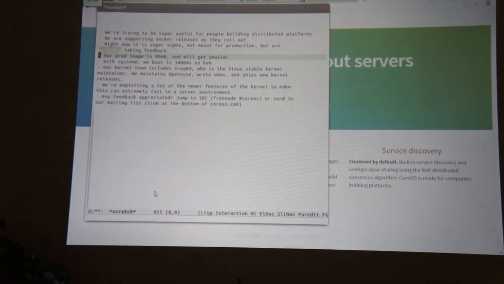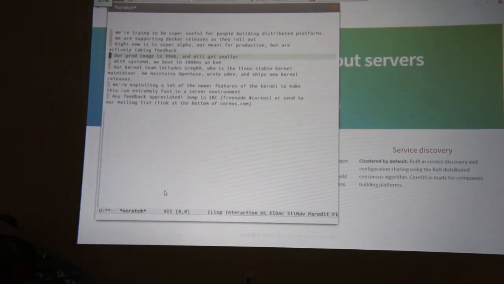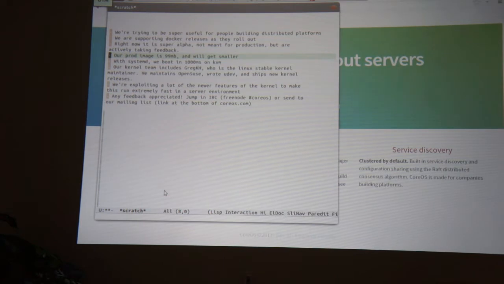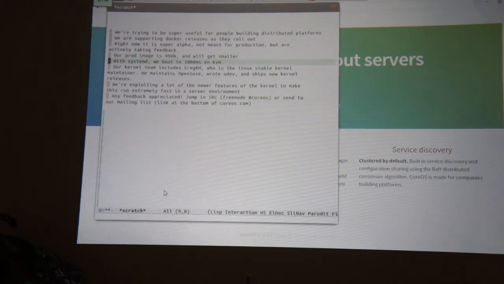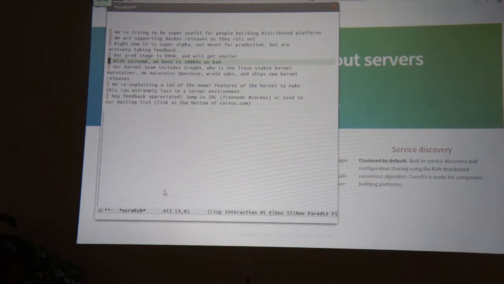So at the moment they have their production image down to about 99 megs. They're pushing to work that lower. They said that they're able to boot in under a second as well. So literally, you turn it on, your system's ready, you start running your Docker commands. So from an enterprise perspective, with having to spin up new systems, there's definitely a lot of value in that area. They have a team right now.